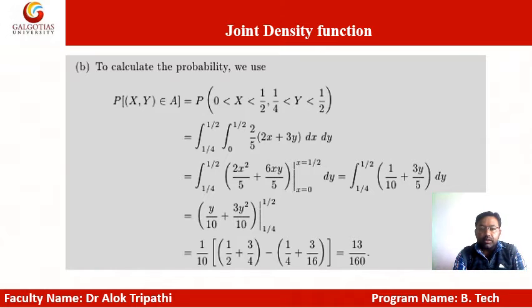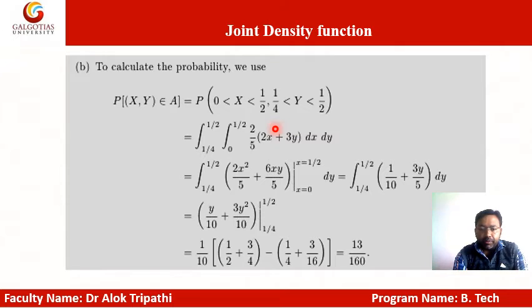Now the solution of the second part. We are finding the probability when the random variables lie in a certain region A. So we have written here the probability of (x, y) belonging to A. This is equal to the probability when x lies between, what is A? A is the region in which X varies from 0 to 1/2 and y varies from 1/4 to 1/2. So this will be the region A.